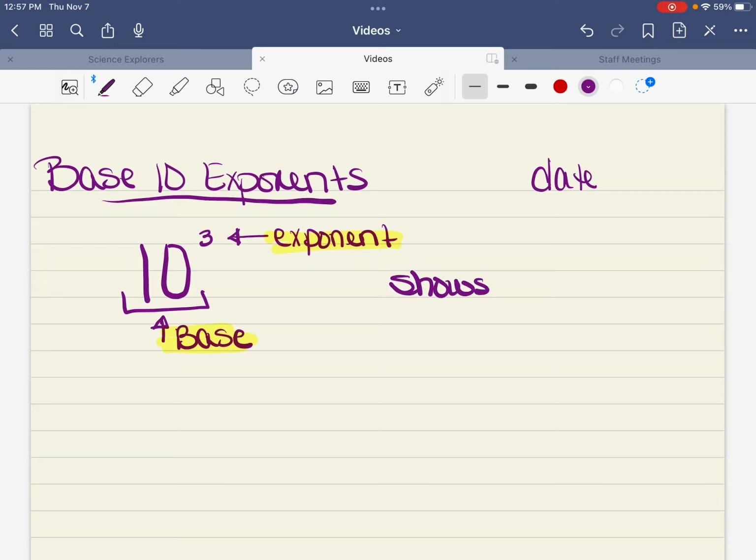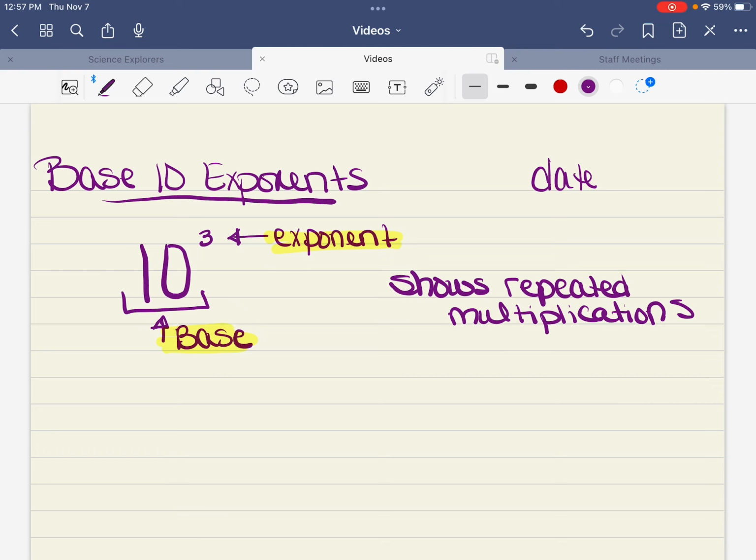Remember that if I'm writing notes, you have to write these down as well. So it shows repeated multiplication. Feel free to pause at any time to get caught up.